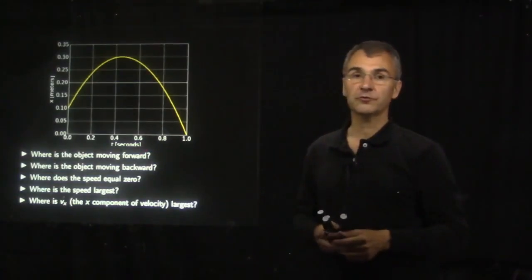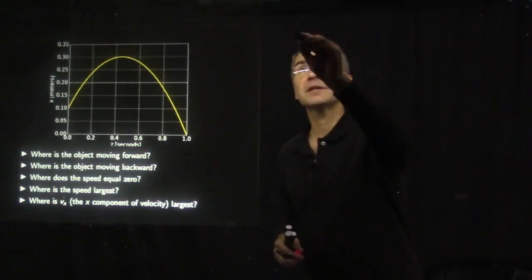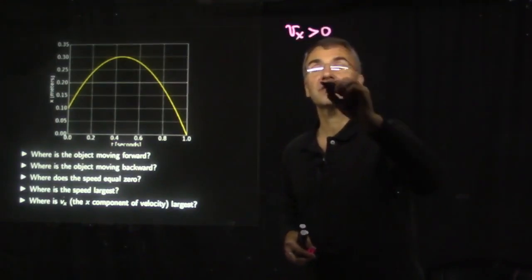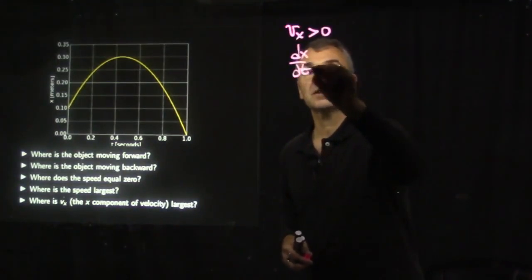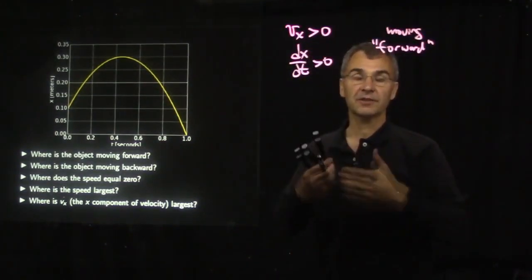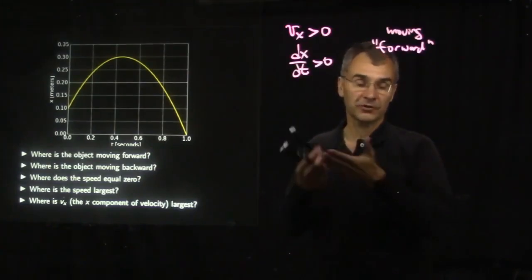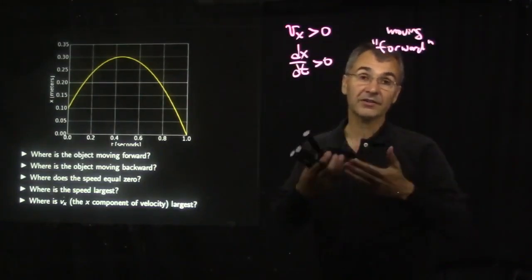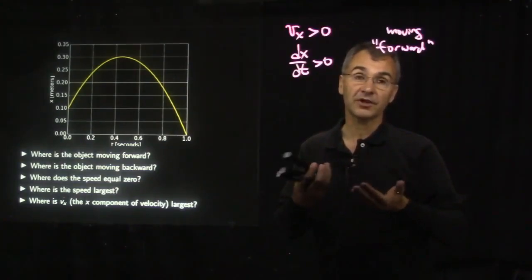Where is the object moving forward? What does forward mean? Forward means the x component of velocity is bigger than 0. That means dx by dt is bigger than 0. That's what forward means, moving forward. Its velocity has a positive x component, well, if we're just in one dimension. Moving forward along the x-axis means that the velocity in the x direction is positive.